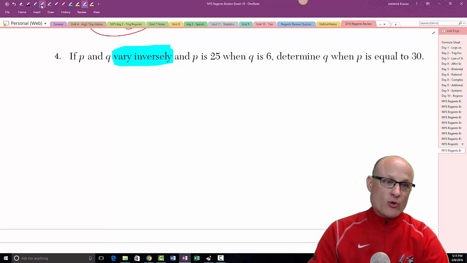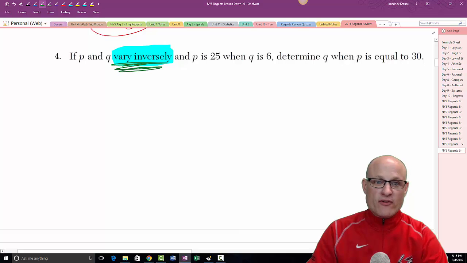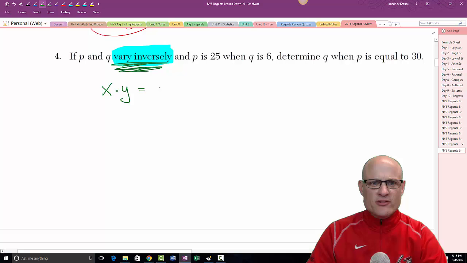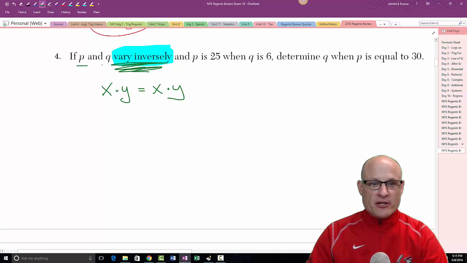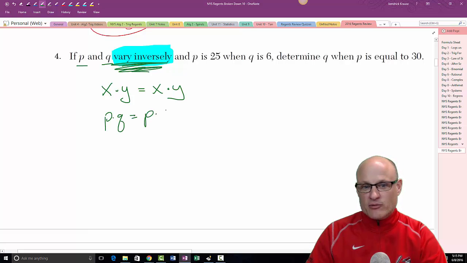One of my flashcards says, what do you do when you see the words varies inversely? Oh yeah, that's the formula x times y is equal to x times y. Now, I don't really care what the letters are. I can say p times q is equal to p times q. In this case, it's p and q. So instead of x and y, I might write p times q is equal to p times q.